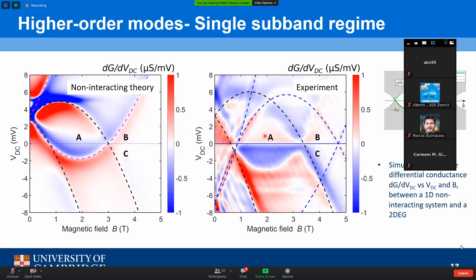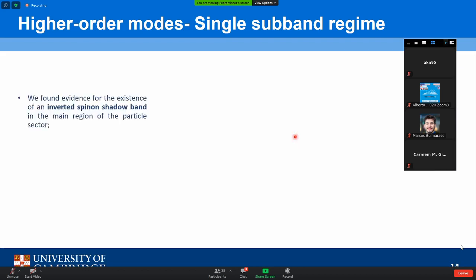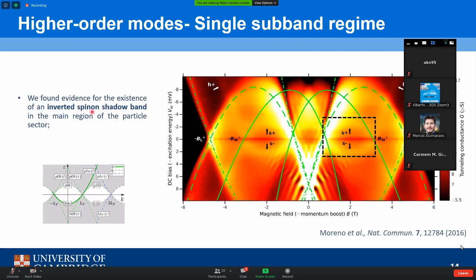And really, if you start looking at the data, you see that in addition to the primary 1D mode, there's sort of a mirror image of that at positive bias, which is not predicted in a non-interacting model. So we first reported this back in 2016. We called it an inverted spinon shadow band, where you can see the main 1D mode here and sort of a mirror image at positive bias. But what we've done now is systematically collect statistics on this for a variety of lengths.